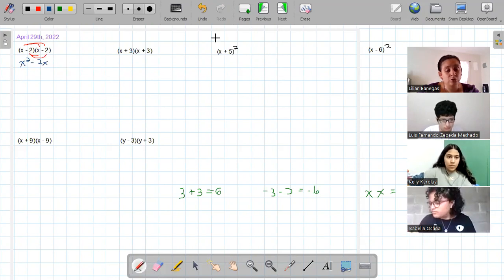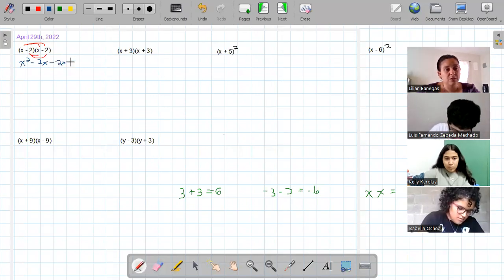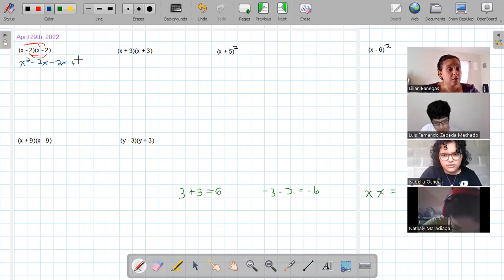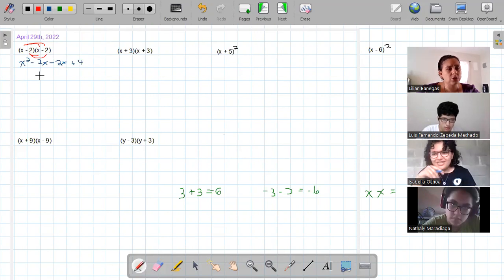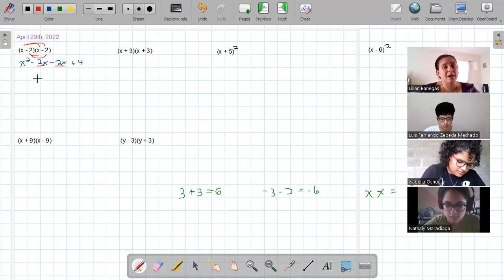Okay, -2 times x is -2x. And -2 times -2 is positive 4. Very good. Now, look at the middle part. I've always told you that when we have a binomial multiplying another binomial, the 2 middle terms are going to be like terms, -2x minus 2x.